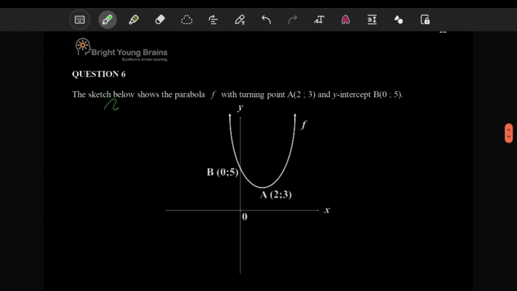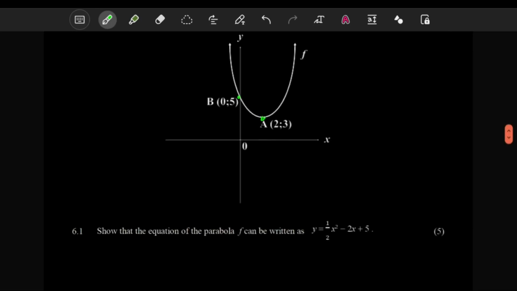Yes, let's see. The sketch below shows the parabola f of x with turning point this, and y-intercept (0, 5). Then it says here, for 5 marks, show that the equation of the parabola can be written like this.